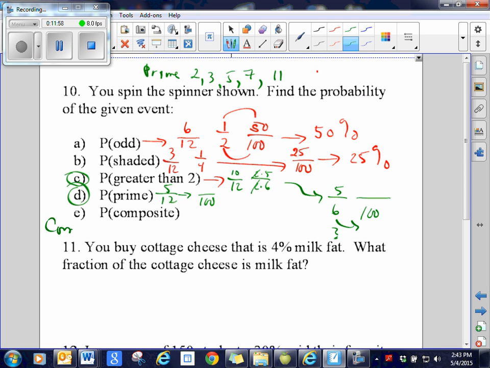And composite are not 1, not 2, not 3. So we have 4, 6, 8, 10. Oh, 9. I skipped 9. 9, 10, and 12. So that's 1, 2, 3, 4, 5, 6. Half of them. 6 out of 12. Again, that reduces to 1/2. And the denominator of 100 is pretty easy to get to. 50/100. Drop the 100 and add the percent sign.